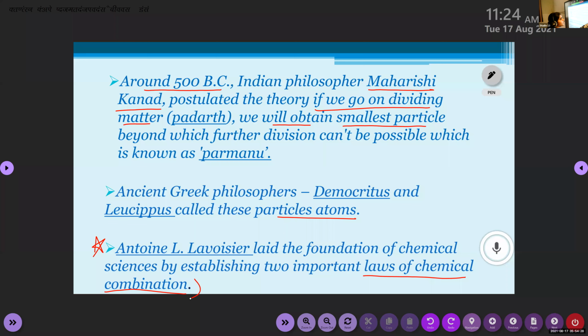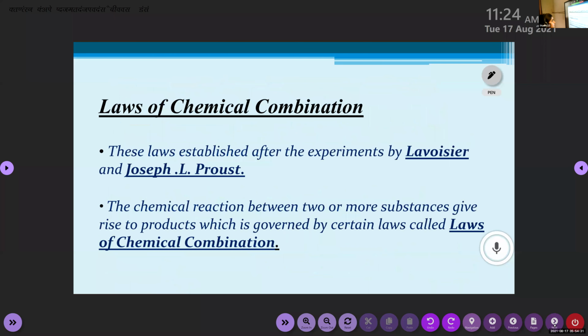Then we are moving to the next topic, that is laws of chemical combination. So here, there were two scientists. They established these laws after several experiments. The scientists are Antoine Lavoisier and the second one, Joseph L. Proust. These laws were established after the experiments conducted by Lavoisier and Joseph L. Proust. Clear, children?